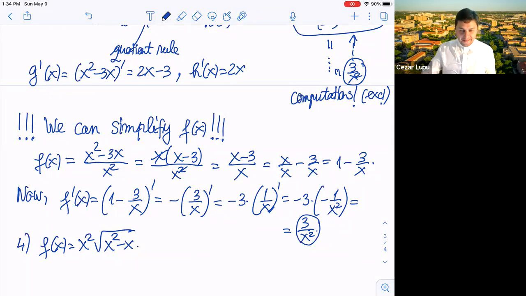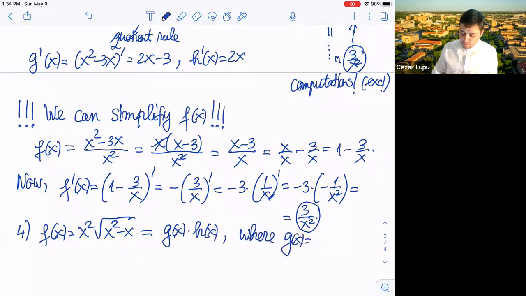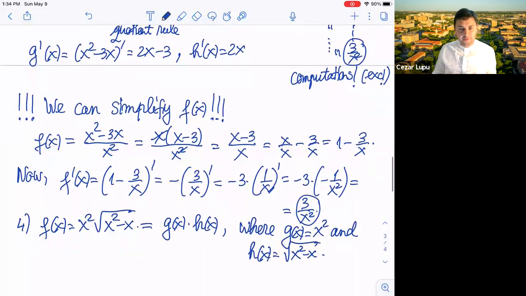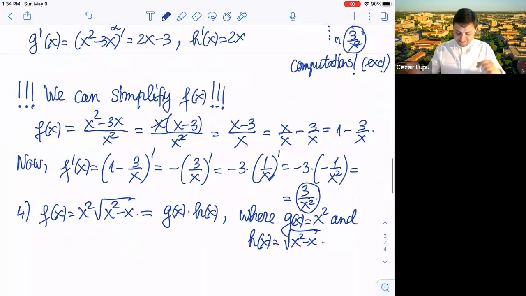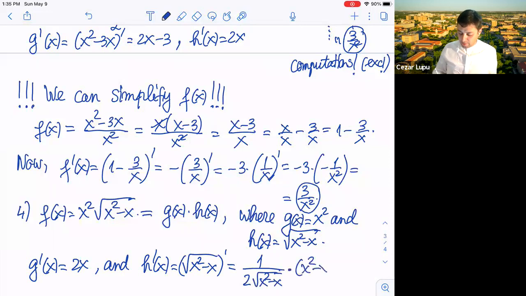So you can write this as, let's say, g of x times h of x, if you want to identify the functions, where g of x is x squared and h of x is the square root of x squared minus x. All right, and now let's compute the derivatives of these. So g prime of x is 2x, and h prime of x is the derivative of this monster here, which, well, we're going to use the chain rule here, right? So let me write it. h prime of x is 1 over 2 square root of x squared minus x times x squared minus x prime.